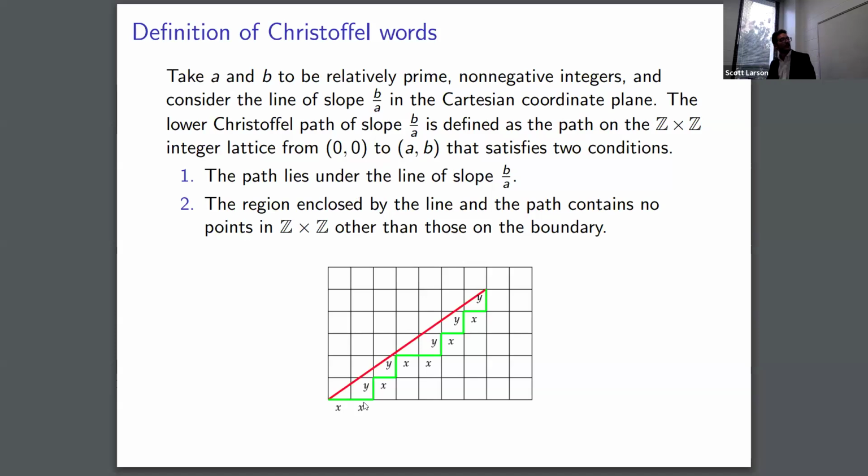So if you look, we have that grid. That's basically our Z by Z integer lattice. The red line here is our line of slope B over A. This is just an example, of course. And we want the path to lie under the line of slope B over A, but we want it basically to be as close as possible to the line. And to do that, we just say there's no integer points in this region bounded by the path and the line of slope B over A.